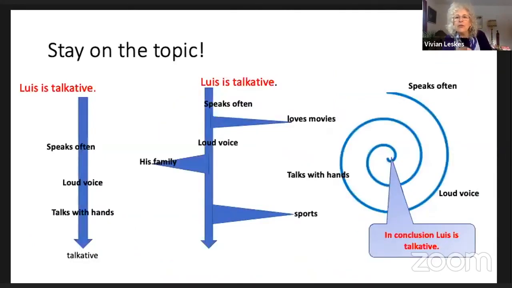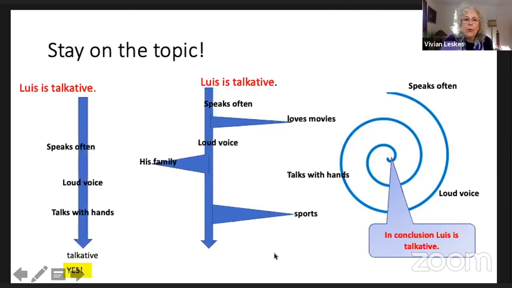Okay, here's another slide. Stay on the topic. So here are 3 different ways that people might write essays, or a paragraph in this case. If the topic sentence is "Luis is talkative," in the first example, he speaks often, he has a loud voice, he talks with his hands. Those are all about talkative. So do you think that's a good paragraph organization? Yes. Yes, he can. Those all fit into the quality of talkative.